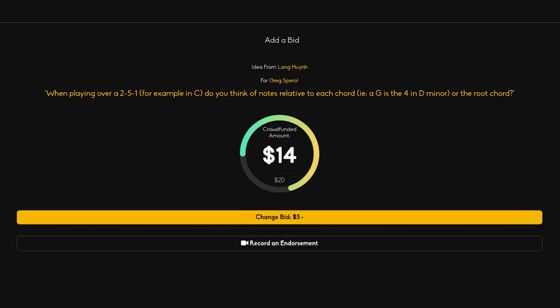So I'm doing one of the videos now because it was asked to me and crowdfunded by one of my fans, Long Hyun. When playing over a 2-5-1, for example in C, do you think of notes relative to each chord, i.e. a G is the 4 in D minor, or the root chord? And this is a really, really good question.